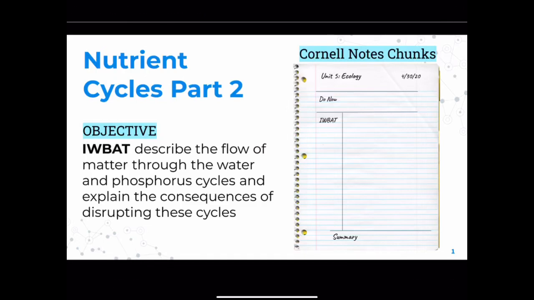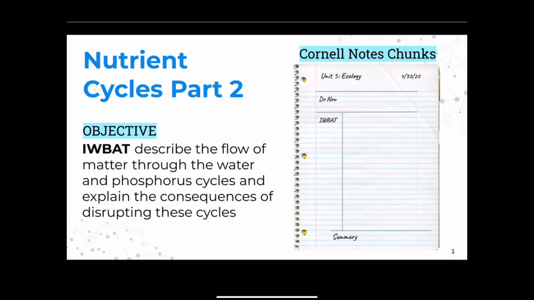Hey y'all, we're at the end of the week and we are finishing up nutrient cycles, which is really the last topic before your final, which I'm really excited about. And today we are learning about the last two nutrient cycles, which are water and phosphorus. And so that is what is in our objective for today.